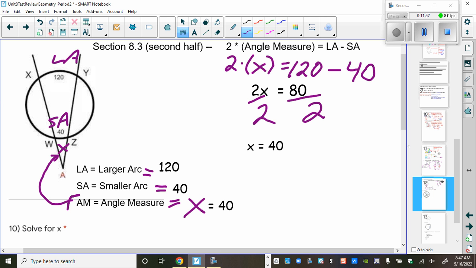Questions? Anybody have any questions on this problem? So you will have a problem like this on your test, I guarantee you.